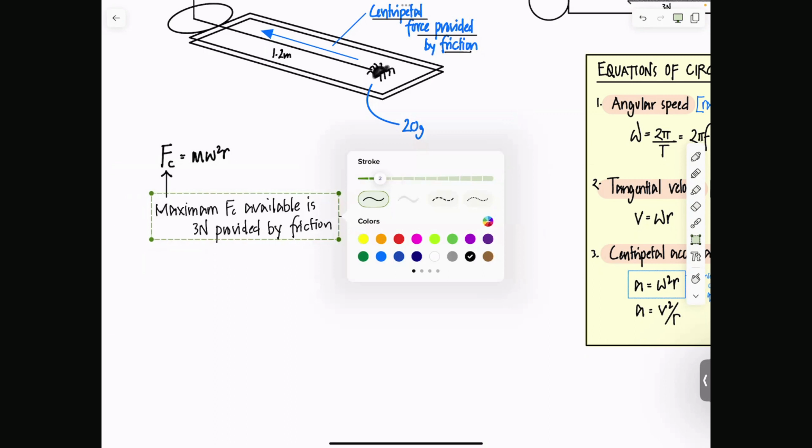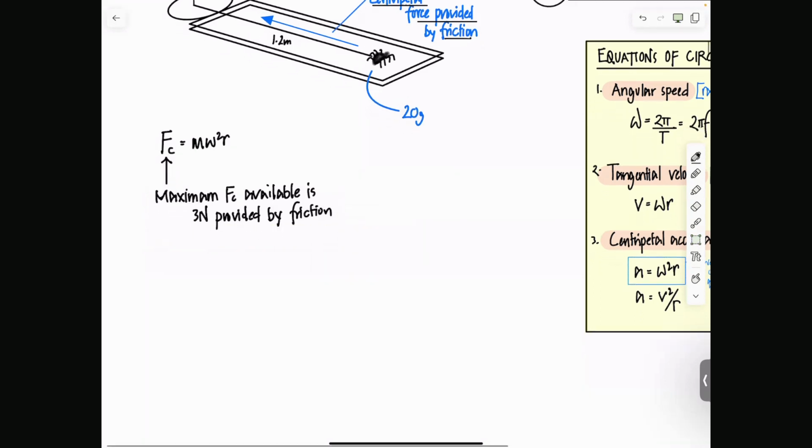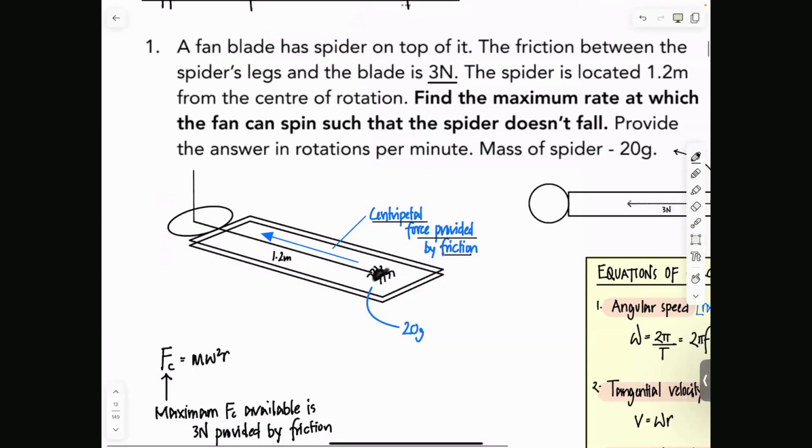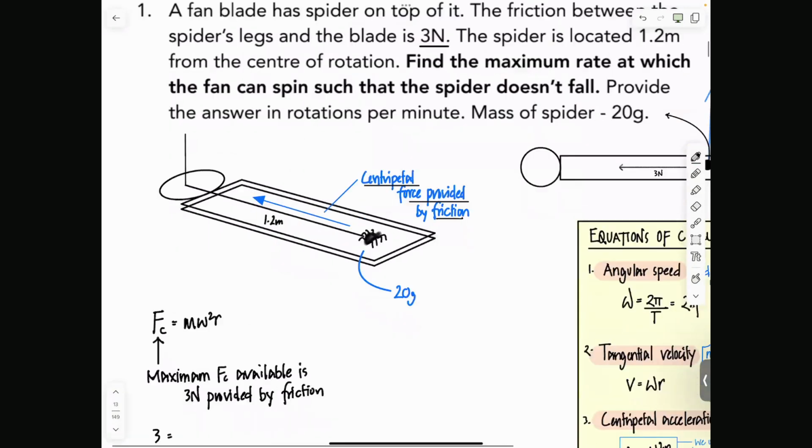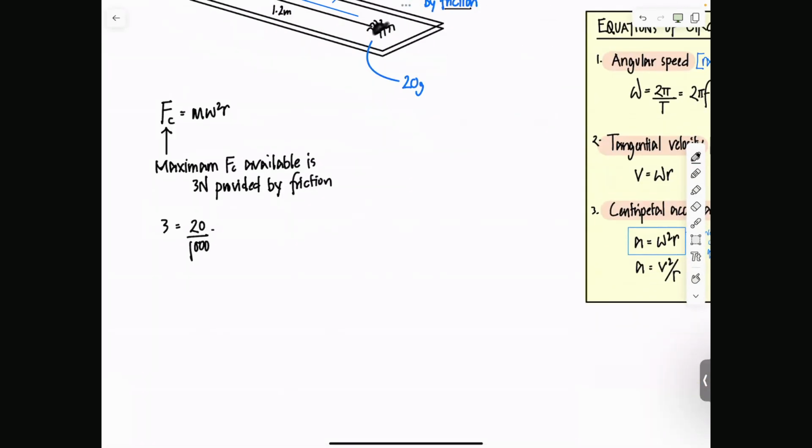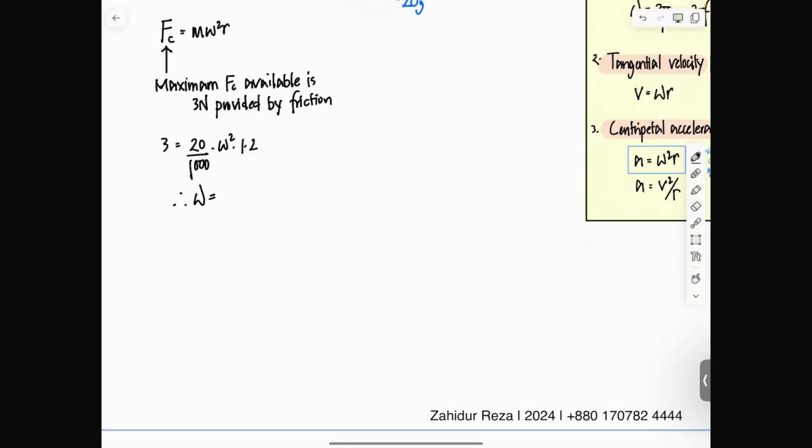Next, 3 equals mass of the spider, which was how much? 20 grams. So 20 divided by 1000, because we need it in SI, times omega square, times R. What was the radius? 1.2. So from here, you will get the value of omega. How much is the omega? 11.18. So 11.18 radian per second. The unit for angular speed is radian per second.